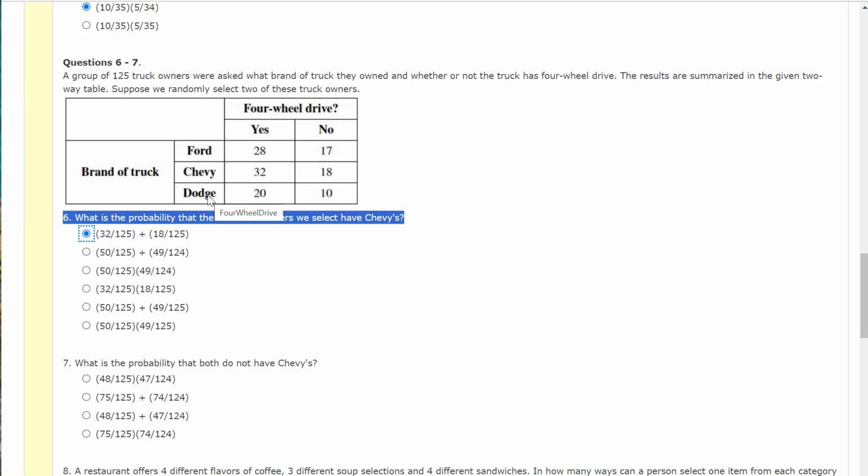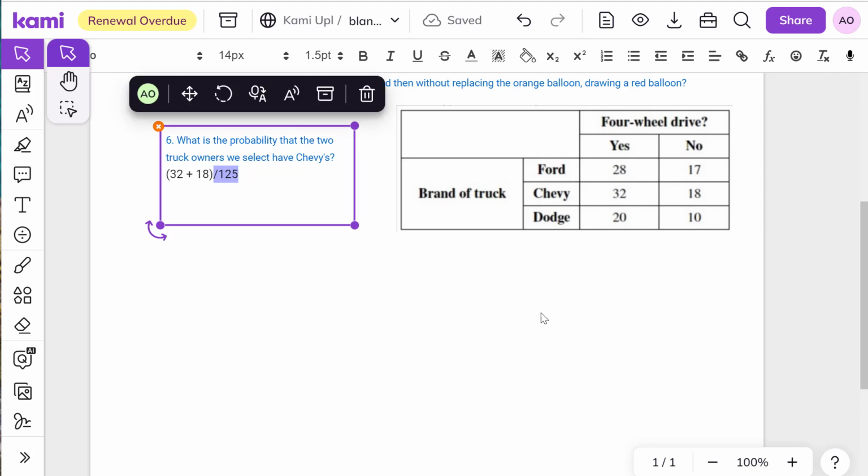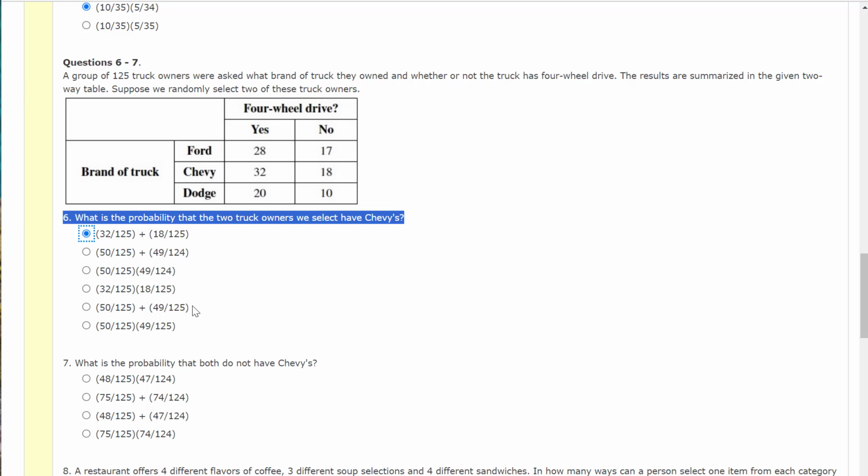So probability of one truck owner has a Chevy is this 32 plus this 18. So that becomes, there are 50 Chevy owners. All right, so let's go back to that. There are 50 Chevy owners out of 125. Now, if we pick 2, what that means is we're going to get 50 out of the 125, and then there are 49 left out of the 124. That should be an answer choice. There we go, right there.